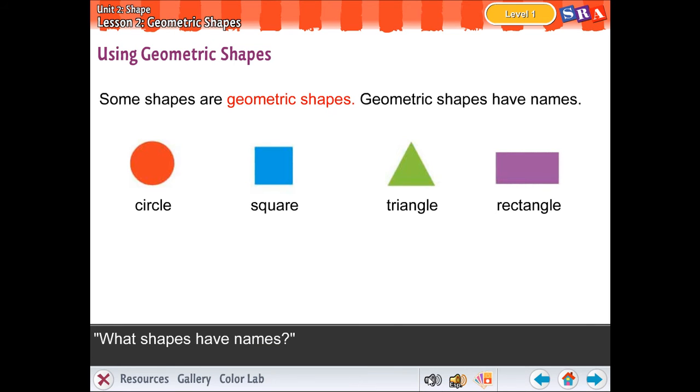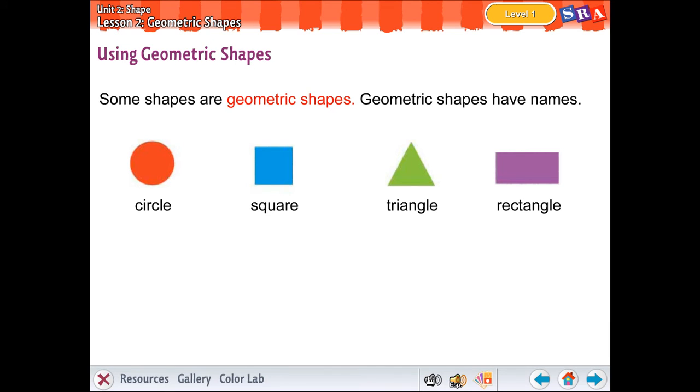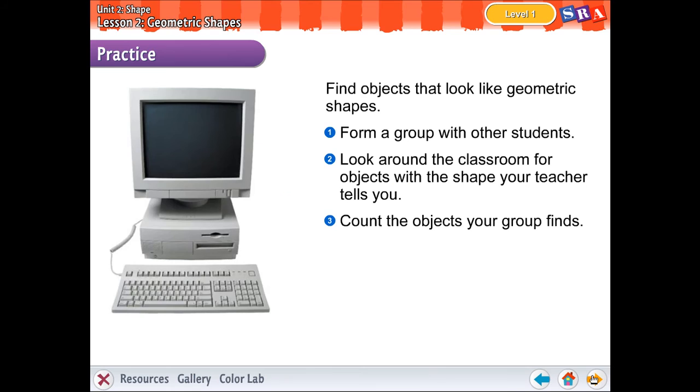Good job. What shapes have names? They're called geometric shapes. And if they don't have a name, they're called freeform or organic shapes. So if you were to practice at home, you could look around, including your computer right now. What shape is this? You could look around your room, and everything is made out of geometric or freeform shapes. Just look around, and everything in the world is either made out of a geometric shape or a freeform shape.